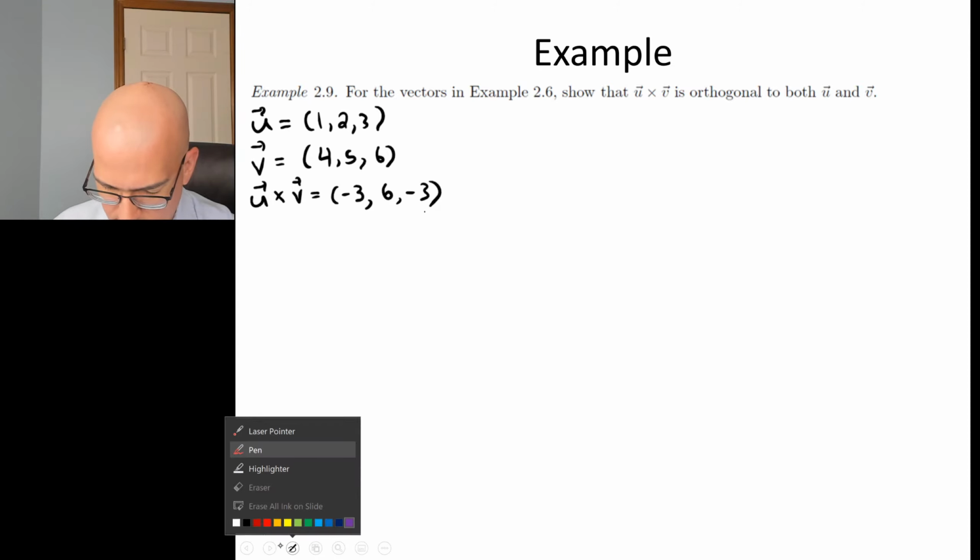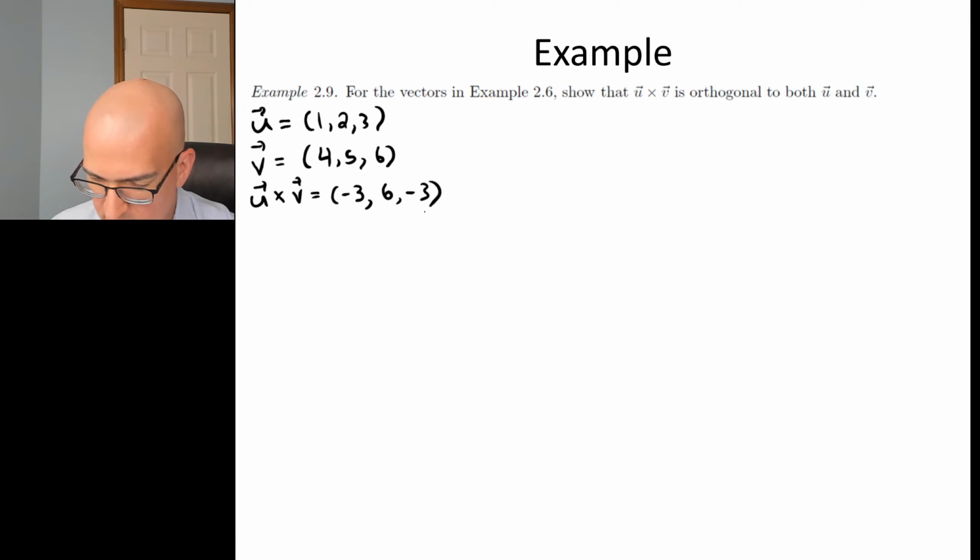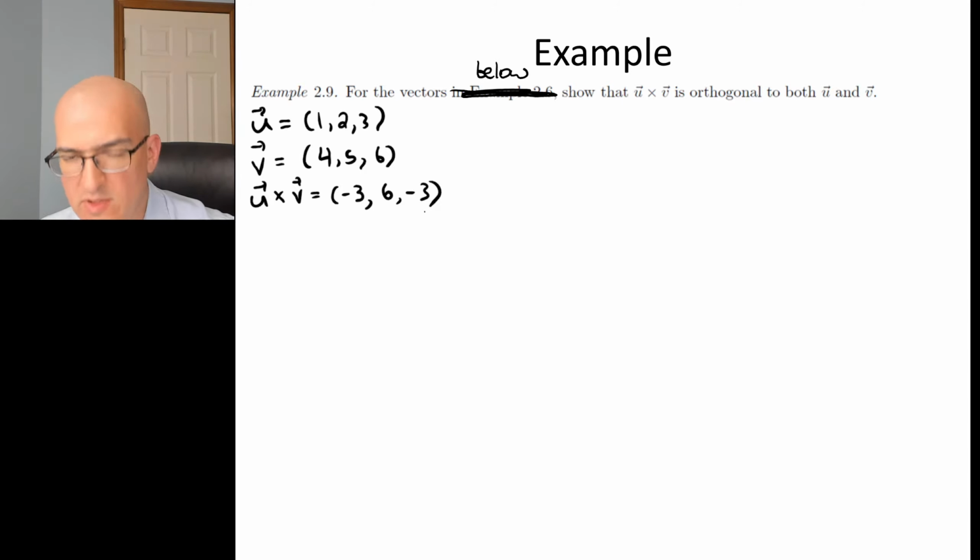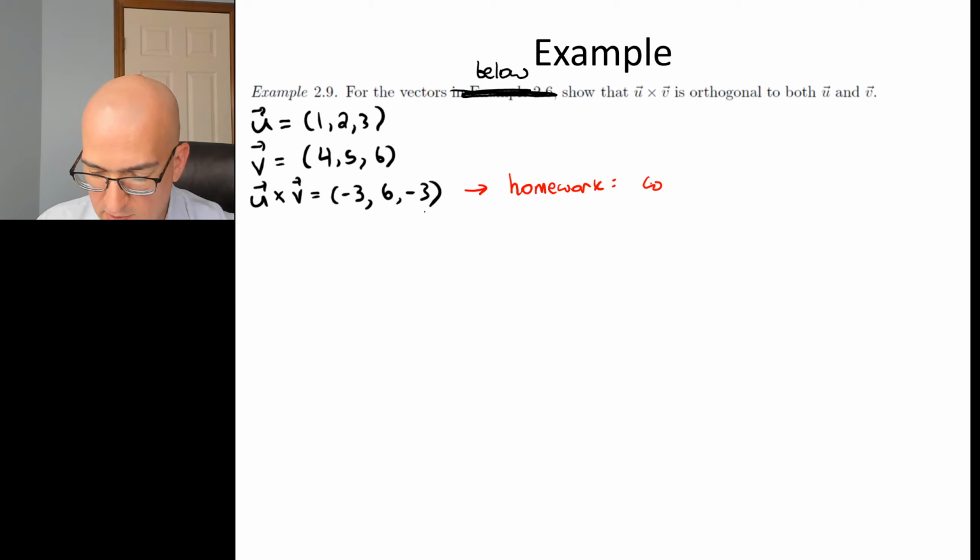Oh, yeah, I changed the vectors somewhere. For the vectors below, confirm that u cross v is orthogonal to both u and v. So they're telling us what u is, they're telling us what v is, and they're telling us what u cross v is. You can confirm this if you want. Homework. Confirm this cross product.